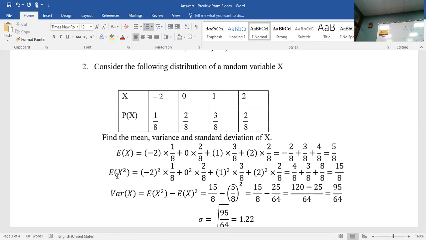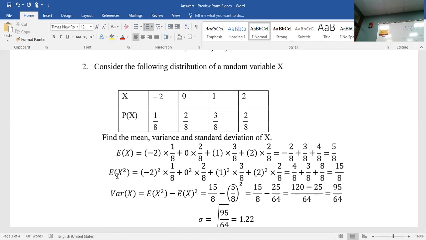So you will have -2/8 plus 0 plus 1 times 3/8, that's 3/8, plus 2 times 2/8, that's 4/8. So that gives you -2 plus 3 is 1, plus 4 is 5, 5/8.